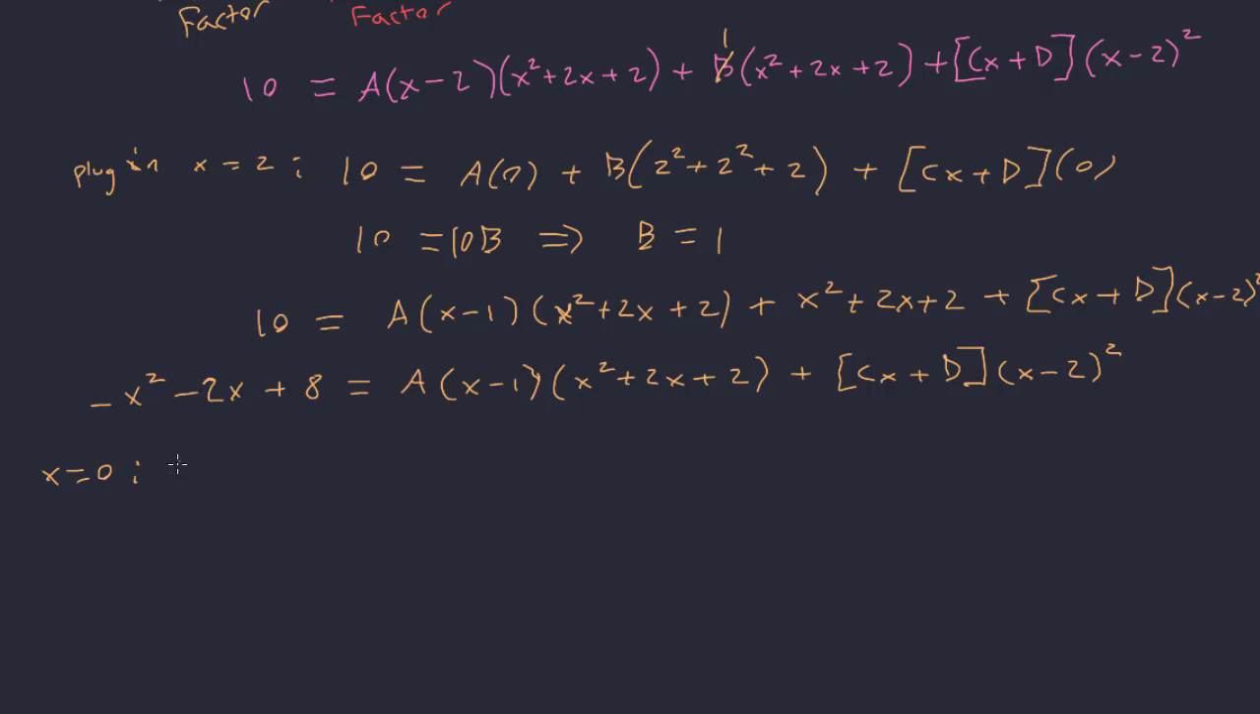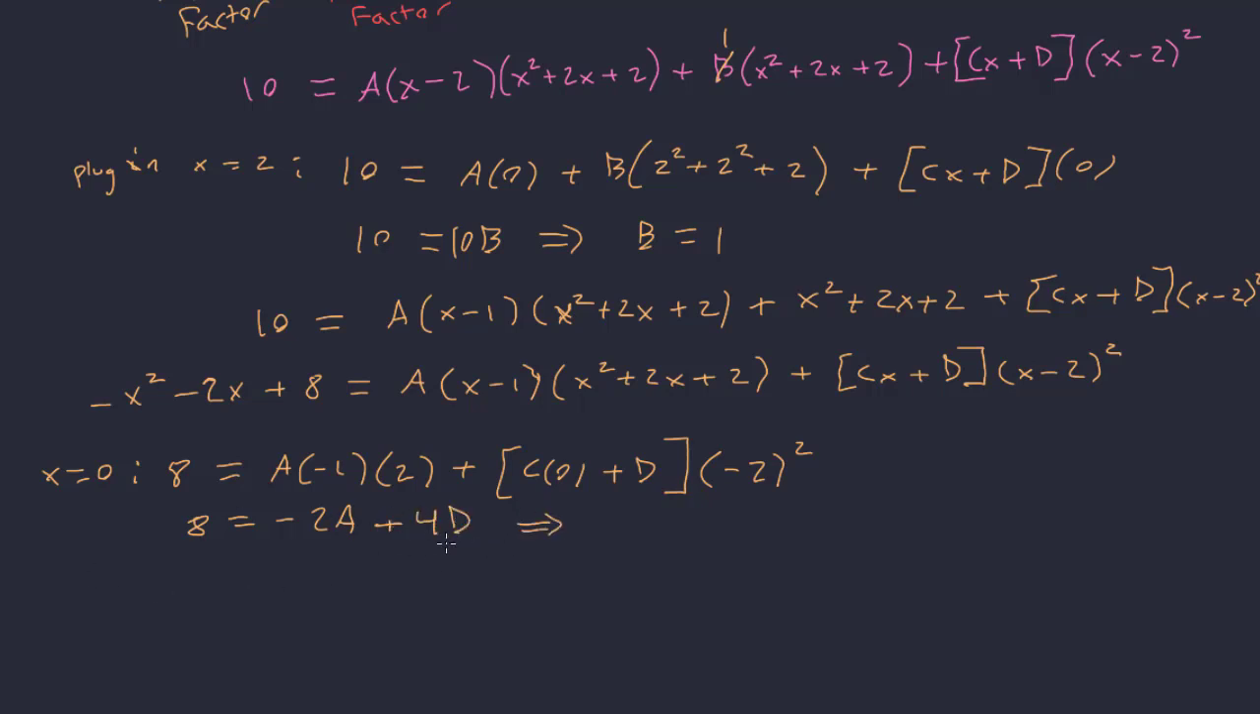When we do that, these guys zero out, so we'll get 8 is equal to a times negative 1, when we plug in 0 there, times 2. Then here, notice that 0 cancels out the c. So we're just going to get an equation now of a and d, and then times negative 2 squared. So we get 8 is equal to negative 2a plus 4d. And to simplify things, I'm going to divide all this by 2 so that I get 4 is equal to negative a plus 2d. I'm going to save this equation. I'm going to call this equation 1.